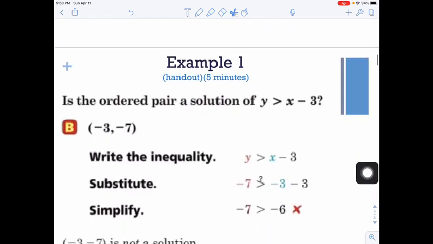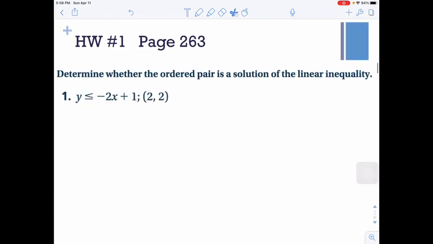The work for this problem is written out on the next two slides. And now I would like you to try homework number 1 on page 263. Determine whether the ordered pair is a solution of the linear inequality. We have y is less than or equal to -2x plus 1 with the coordinate point (2, 2).